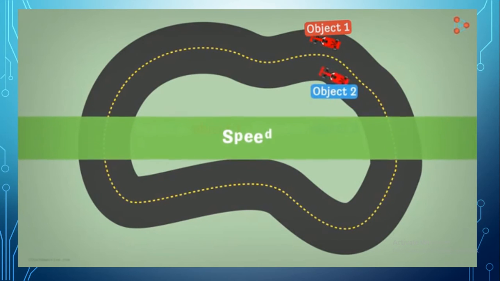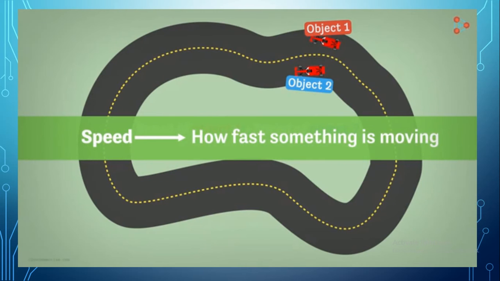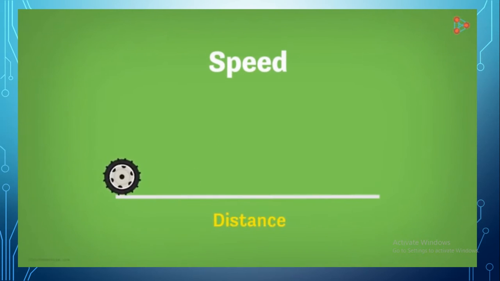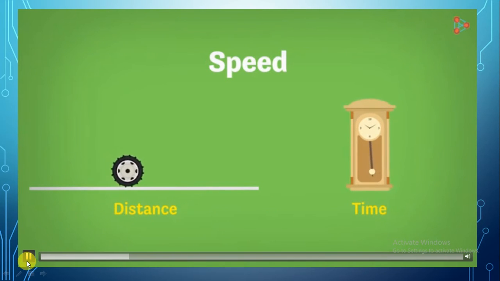Speed is that physical quantity which tells us how fast something is moving. How do we define it? In order to know the speed of an object, there are just two things we need to know. First, the distance traveled by an object in motion, and second, the time it takes to complete that distance. So to find the speed, we need to know two things: distance and time.